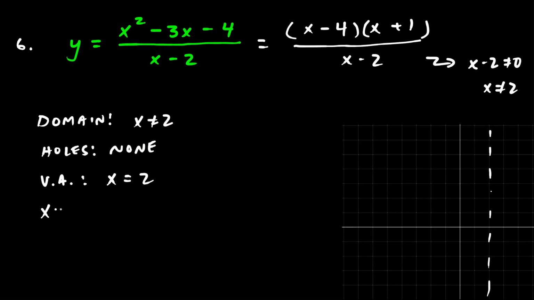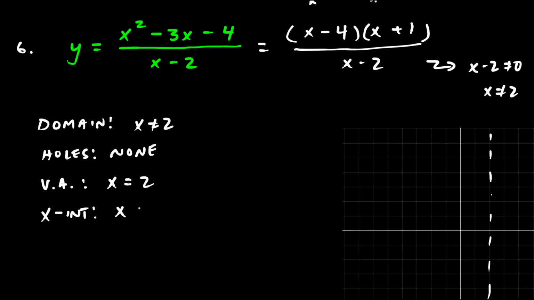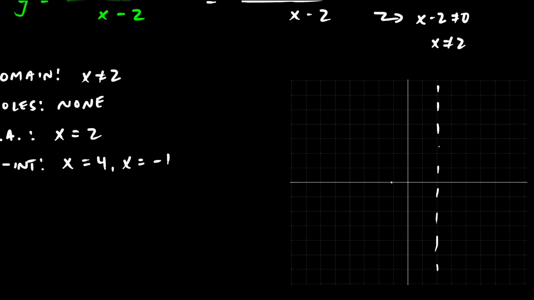Our x-intercepts, we can see we have 2 of those. There's 2 zeros. We have at x minus 4 equals 0, so x equals 4, and x plus 1 equals 0, so x equals -1. So we have 4 and -1. Let's go ahead and put those on it. -1 and 2, 3, 4.